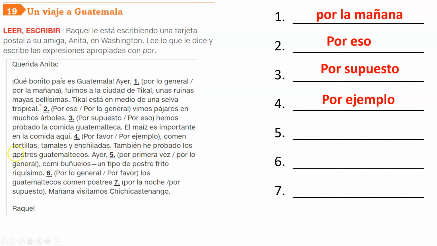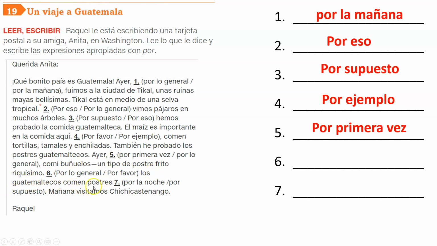También he probado los postres guatemaltecos. We have also tried Guatemalan desserts. Ayer, blank, comí buñuelos. Yesterday, blank, I ate buñuelos, a type of fried dessert that's delicious. Probably for the first time. Por primera vez, comí buñuelos.